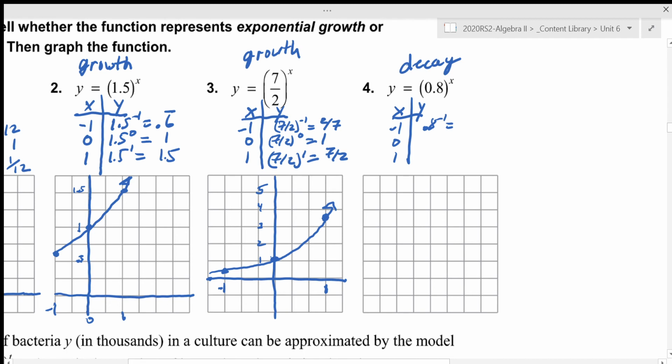0.8 to the negative first power is 1.25. 0.8 to the 0 power is just 1. And 0.8 to the first power is 0.8. You can see as we go down this table, the values of the function are going down. So it is indeed a decay function. Okay, let us plot our values.